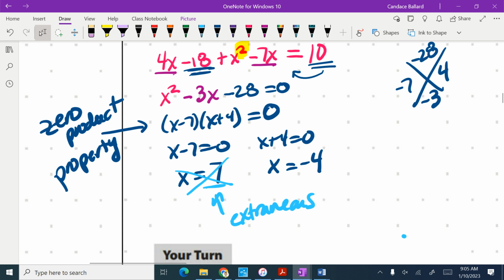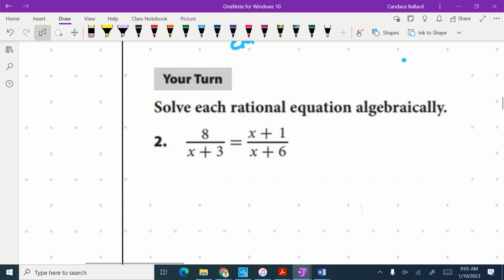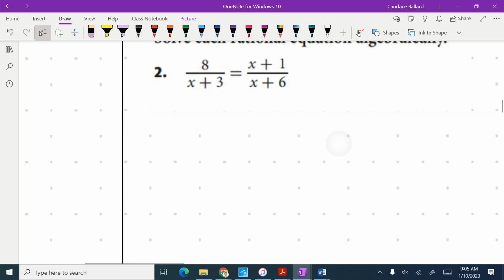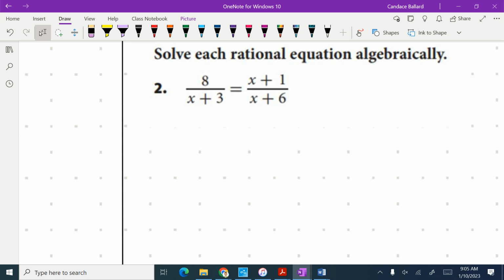Okay. Let's see where we're at. Let's do another one together. I think I've got a bunch on there, so we've got plenty to be able to do on your own. We're going to skip the fact that it says your turn, and we're going to do it together. Okay? All right. So looking at this one, we're supposed to still solve the rational equation algebraically.